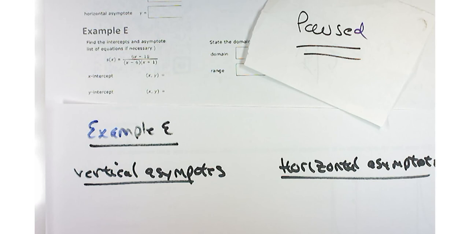You can help each other out. Here by myself, I don't have Kata to walk around and help out. But start by finding the vertical asymptotes. What do you have to do to find the vertical asymptotes?